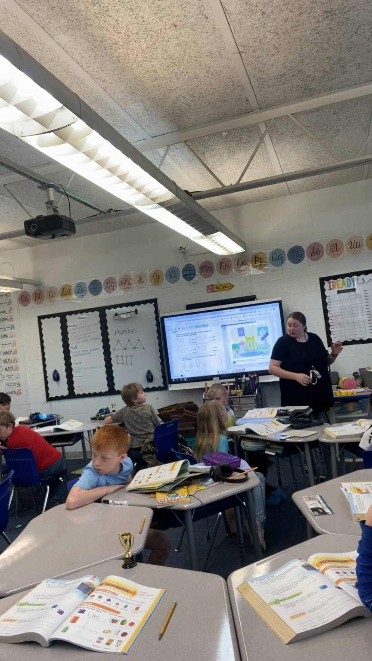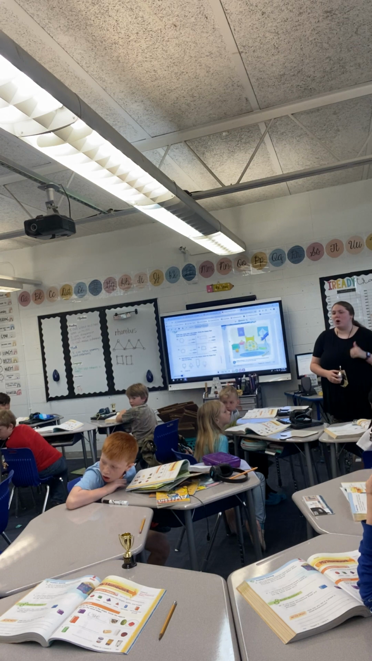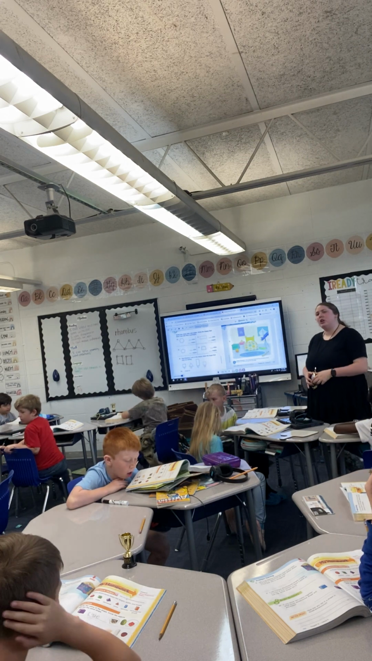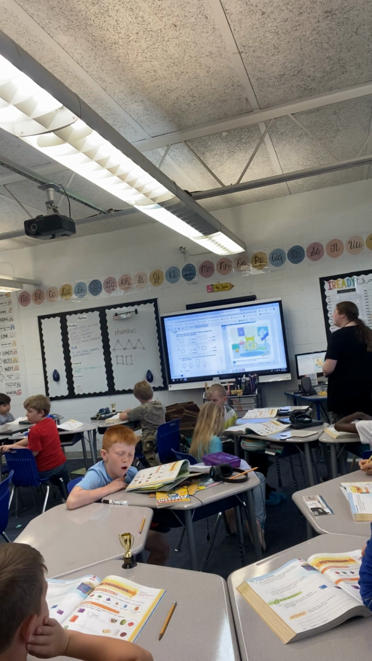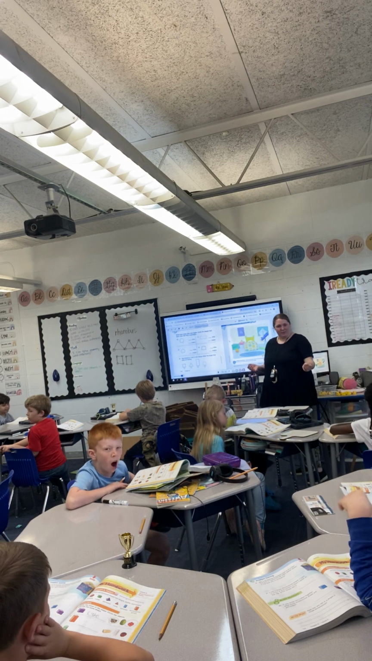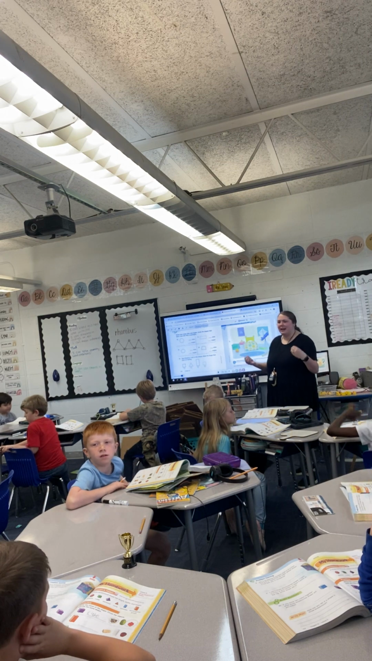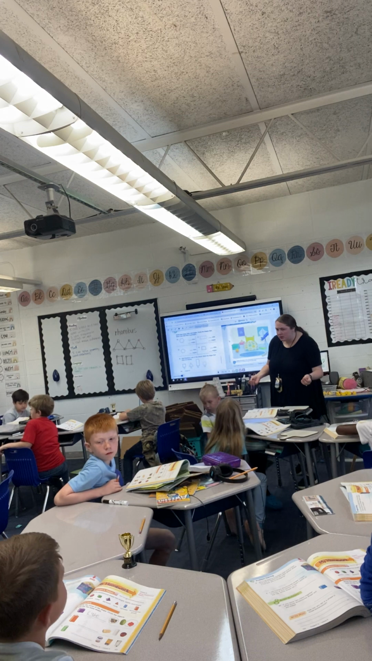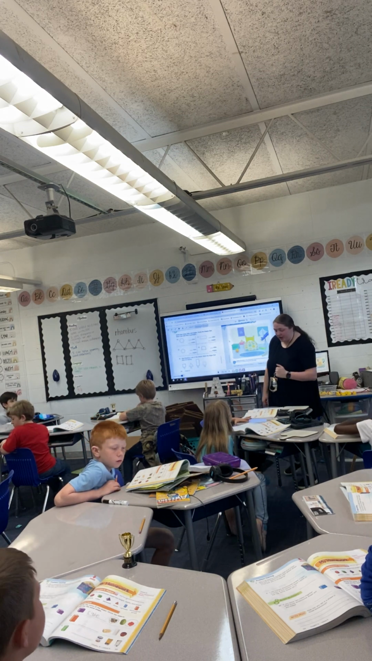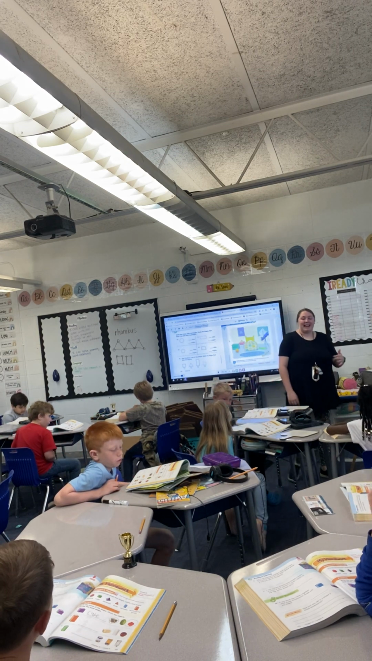All right, so let's look at the next picture. We have a watermelon. Is a watermelon a cube? No, ma'am. It's an oval. No, it's an oval shape, right? And cubes are made out of, I said, squares. Squares. Very good, Addie.